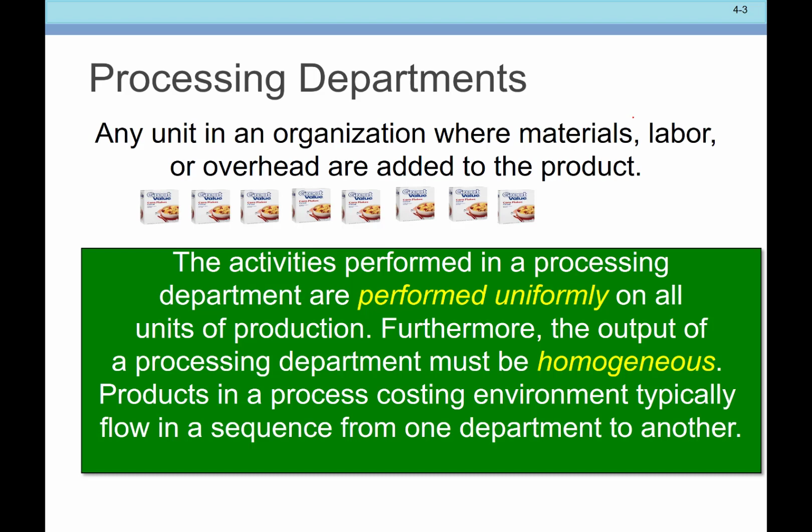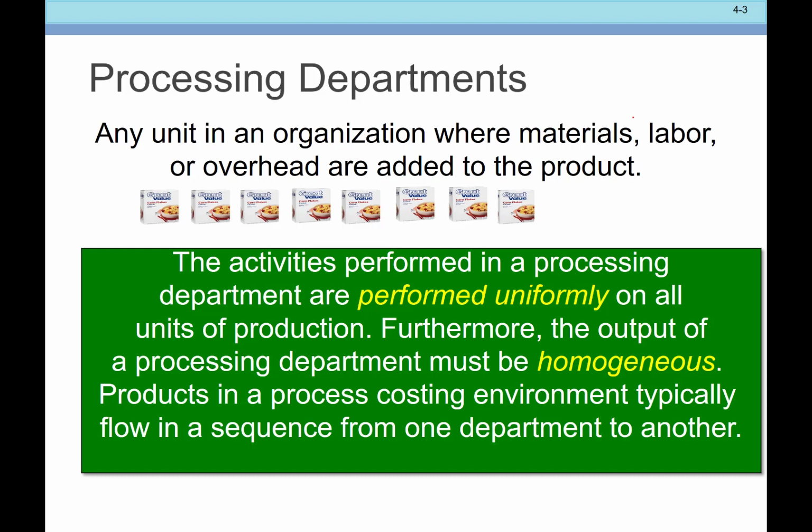All right. So what happens? In this situation, under process costing, we will track our costs by department. So let's just think about a box of cornflakes. You got the flakes, you got the box. Okay, so we're going to just imagine two departments here for this, the flake department and the boxing department.